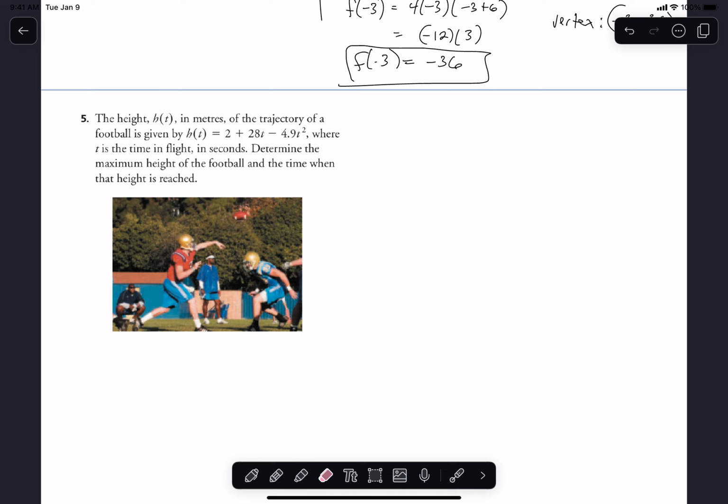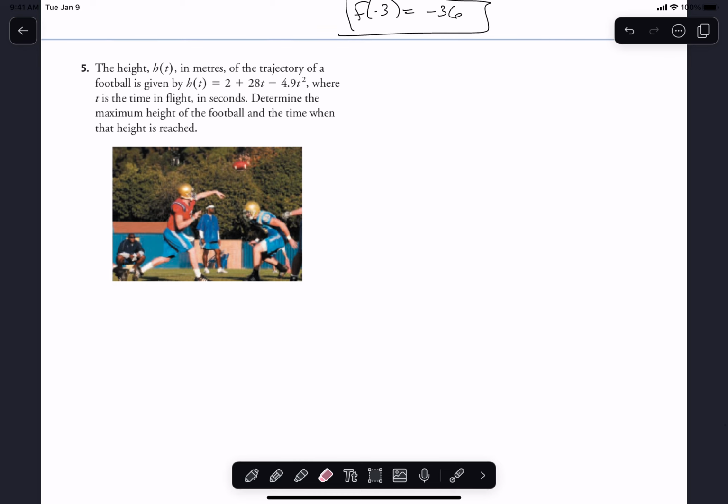Okay, so this is number 5 from your textbook review. What I'm going to do here, we've learned in this particular unit that the completing the square process takes a bit of time. So what I'm going to do here is just use the partial factoring process to solve this.